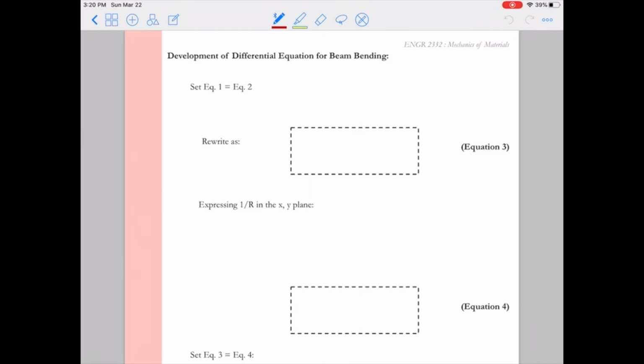So simply I'm going to start here from equation 1 and 2, and I'm going to set them equal to one another. Remember, they were both sigma. And this is Ey over R equals My over I. Again, I'm getting rid of those negative signs, keeping clutter to a minimum. I can rewrite this by canceling the y's and swinging E to the other side as 1 over R equals M over EI. This is what we call the curvature of the beam.